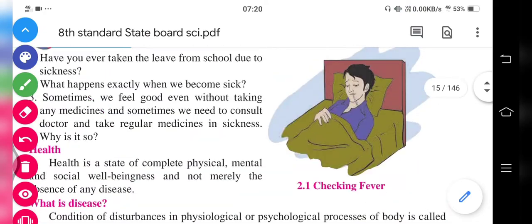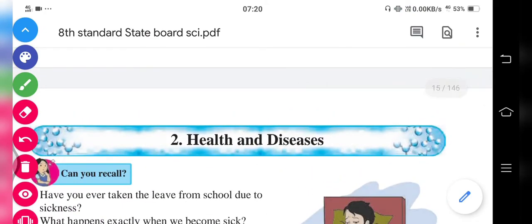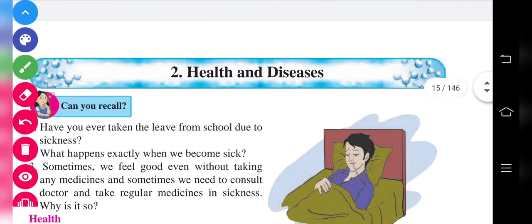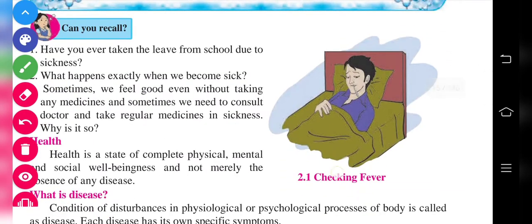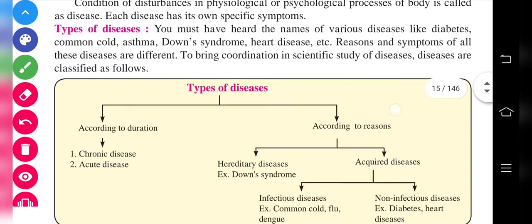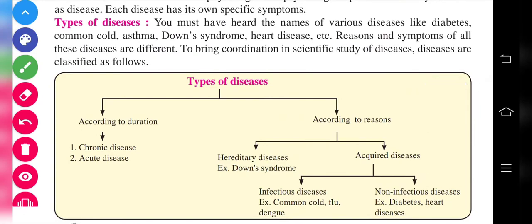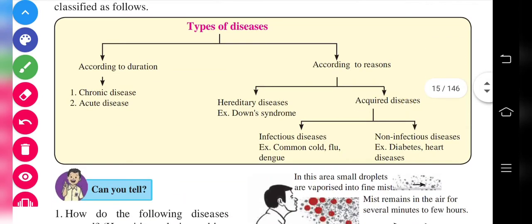In the previous class we studied health and disease. In this session we study the types of disease. There are types according to duration and according to cause. According to duration, there are chronic and acute diseases, and according to cause there are acquired disease and hereditary disease. After that, acquired disease includes infectious disease and non-infectious disease.